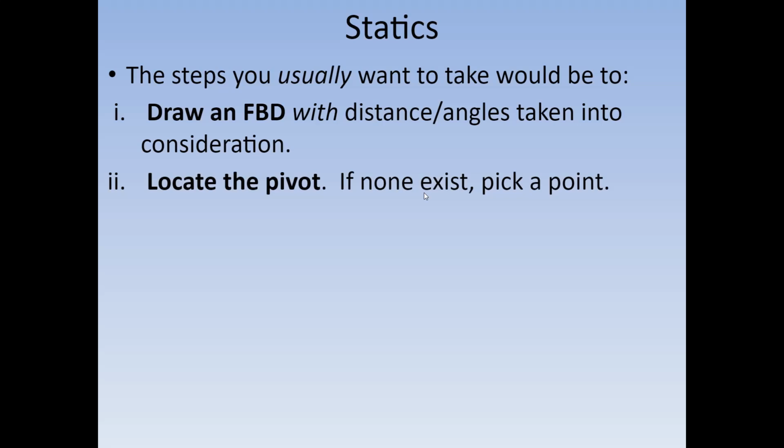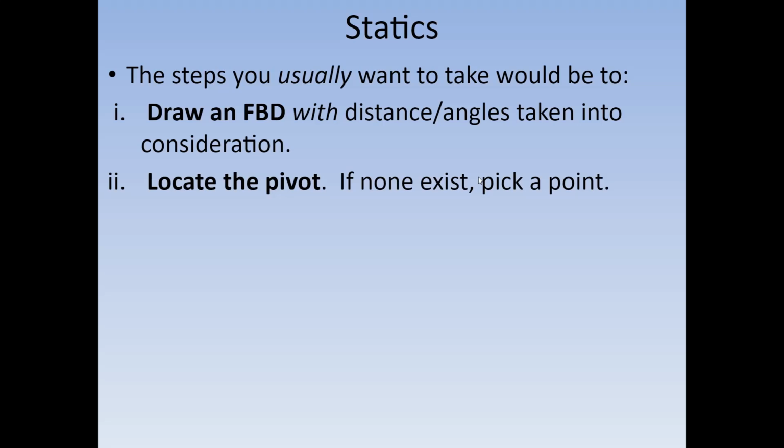The next point, unlike with the forces, is that we have to locate the pivot. So we have to locate where the object is actually rotating. Now, the really nice thing is that if they don't explicitly mention where the pivot is, or if there is no real pivot, there are actually a few cases where there is no pivot and the object is in equilibrium, you are allowed to pick a random point. You can pick whatever point you want.